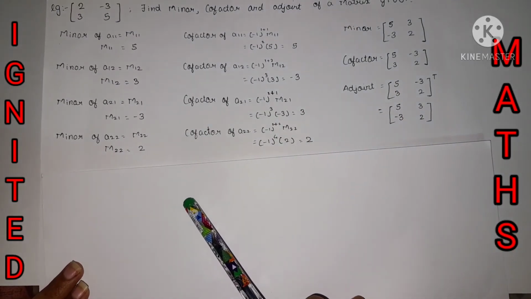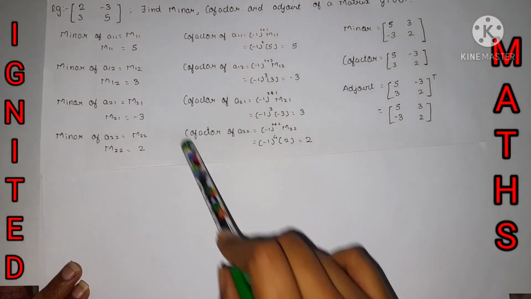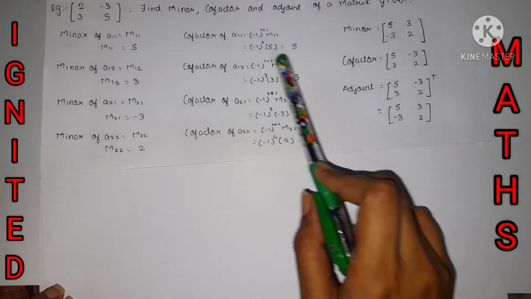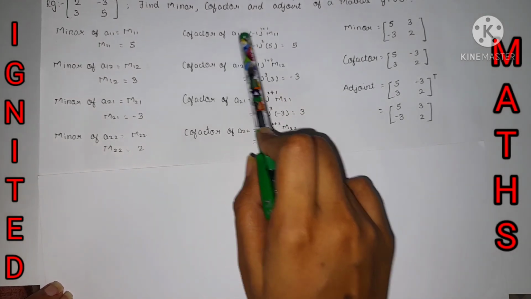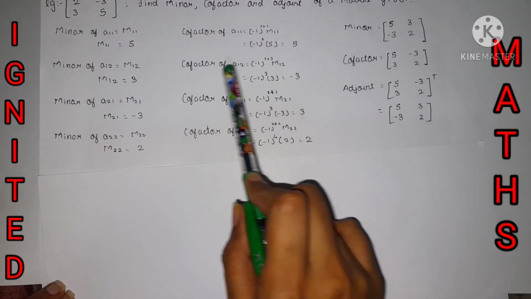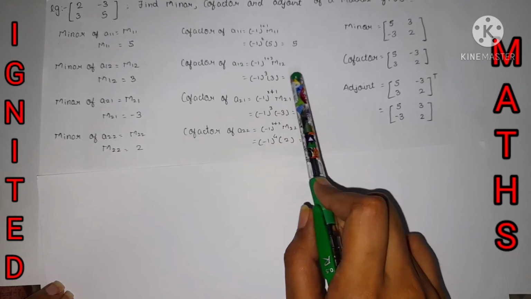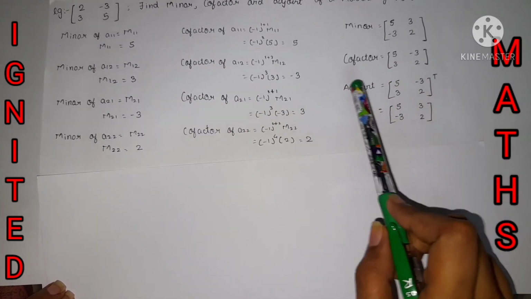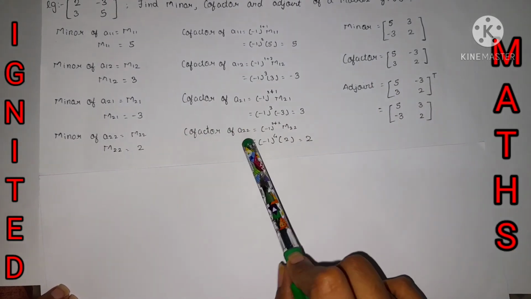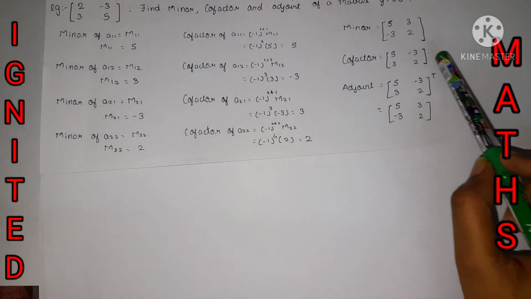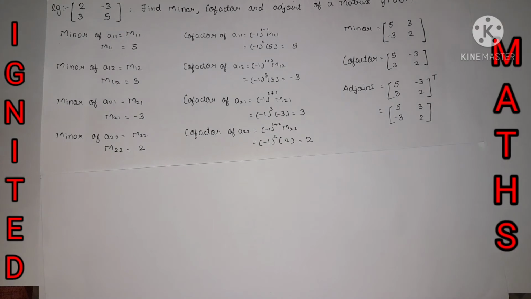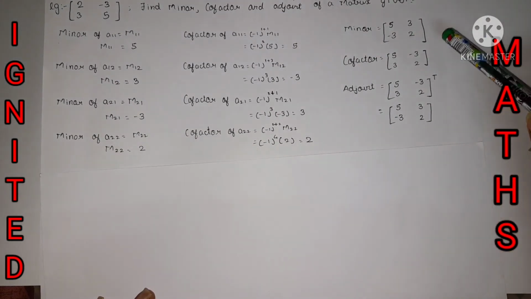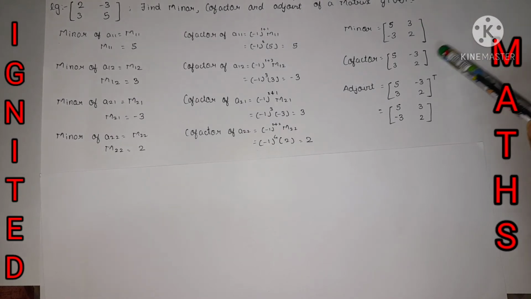Now we have come across the minors. Now we even need to specify the cofactor elements in the matrix form. So cofactor of A11 is equal to 5. Cofactor of A12 is equal to minus 3. Cofactor of A21 is equal to 3. We have mentioned over here. And cofactor of A22 is equal to 2. Even this we have mentioned over here. Now the matrix form is completely done for minor and cofactor.